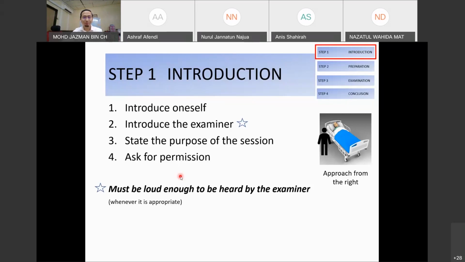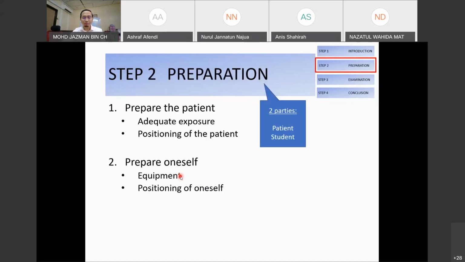Okay, so next is preparation. So prepare yourself first. Actually, you need to equip yourself with the necessary equipment, and you need to position yourself. So at the start of the examination, you need to position yourself at the end of the bed. And before that, when you introduce yourself and the examiner, you should be on the patient's right hand side. So start with the right hand side of the patient, followed by the end of the bed.